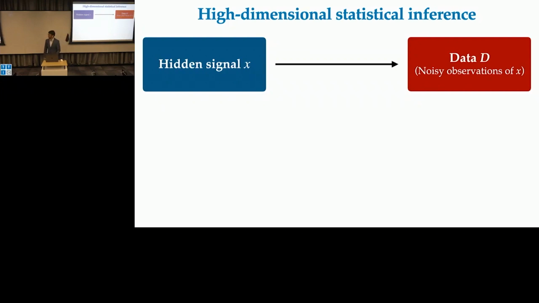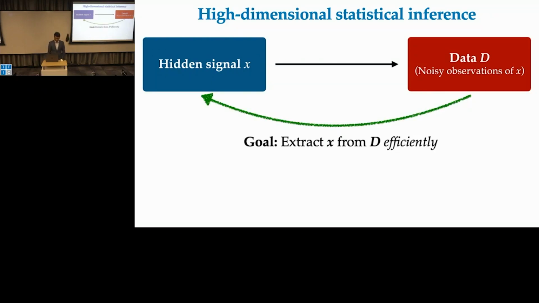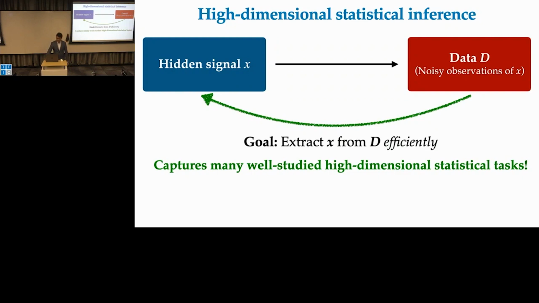Okay, but this is just one example of a much broader class of problems, which I'll call high-dimensional statistical inference problems. So in one of these high-dimensional inference problems, you have a hidden signal, and then you observe some data, which comprises noisy observations of the signal. And your goal is to extract the signal from data with an efficient algorithm.